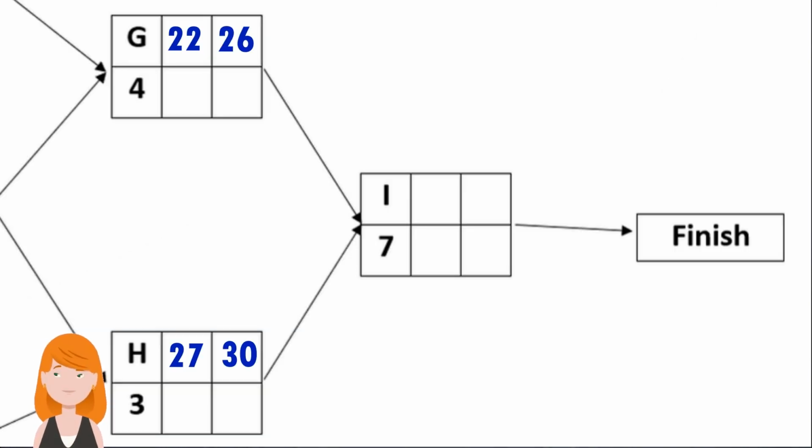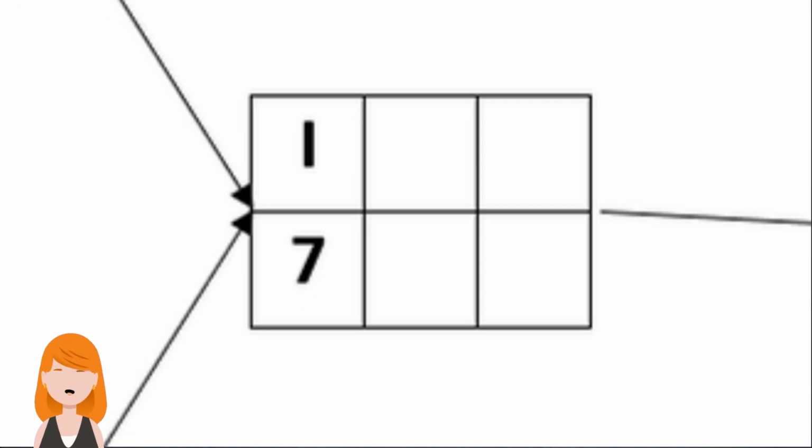Lastly, I needs both H and G to finish before it can start. The earliest finish times for H and G are 30 and 26 respectively, and I needs both of them to finish in order to start, so the earliest start time for I is 30. I finishes at 30 plus 7, which gives 37.